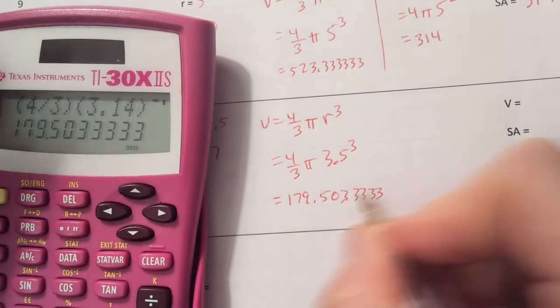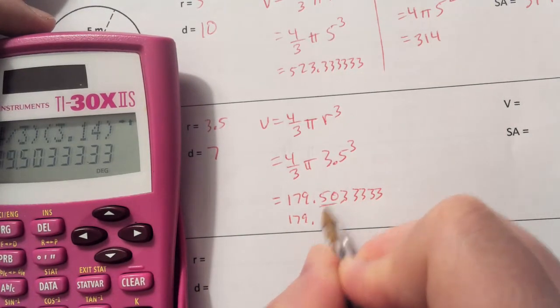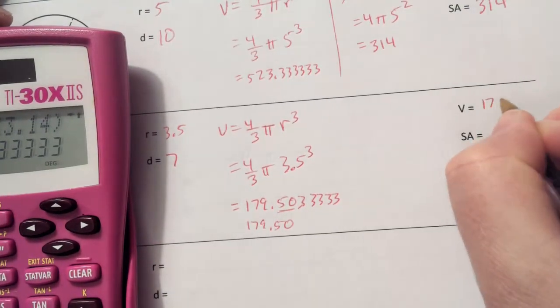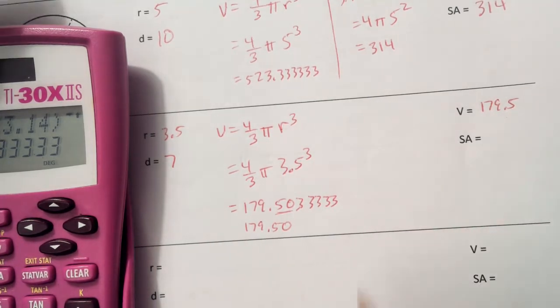179.503333333. So when we write down our answer, 179.50, or I could just put 179.5 because the 0 isn't doing anything at the end. But if you put the 0, it's still correct, but the 179.5 is the better answer.